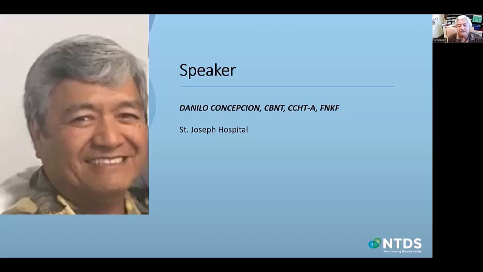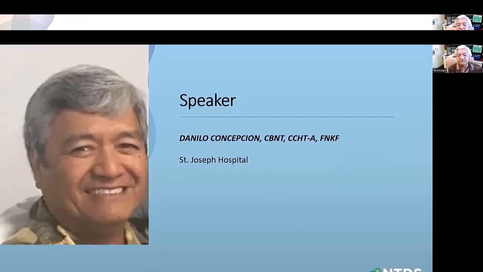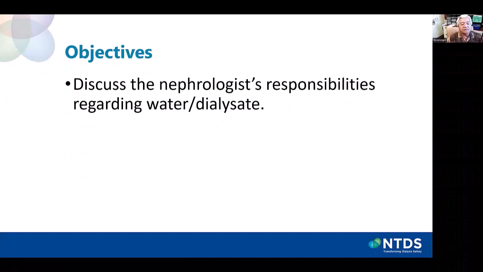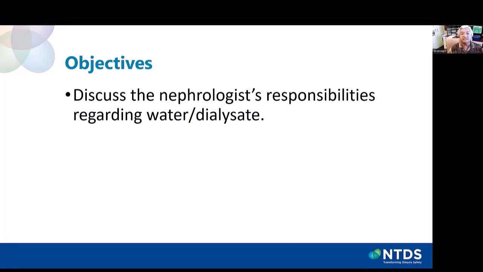Here are the objectives for this section. Discuss the nephrologist's responsibilities regarding water and dialysate. Explain the critical water system components directly impacting water dialysate quality. Review ultrapure dialysate, clarify the composition of dialysate and how it's proportioned. The objective of this segment is to discuss the nephrologist's responsibilities regarding water and dialysate.